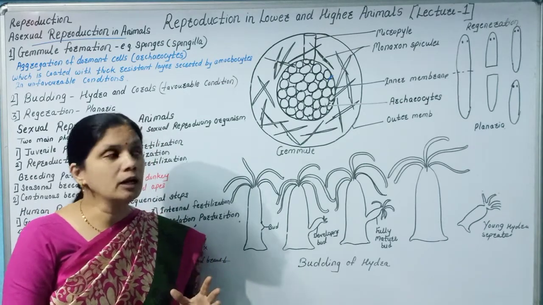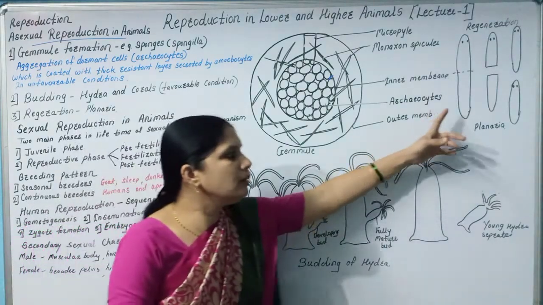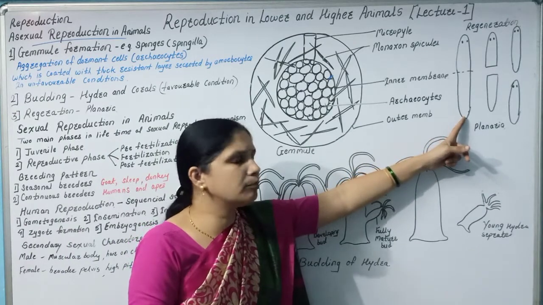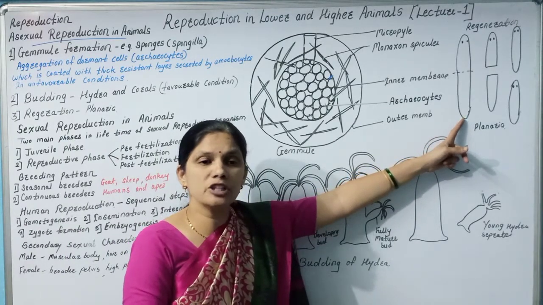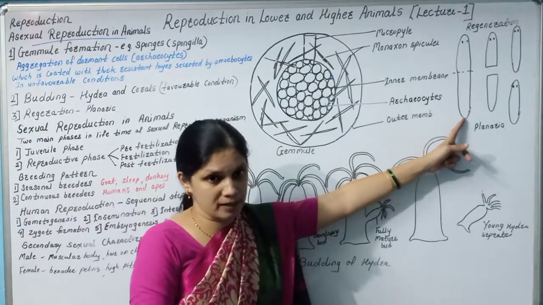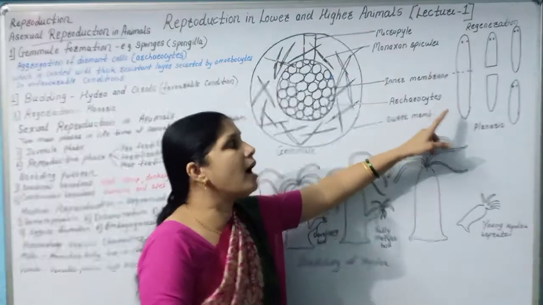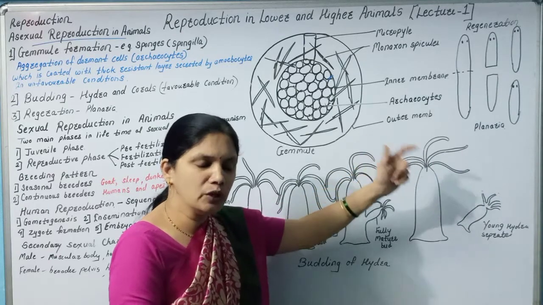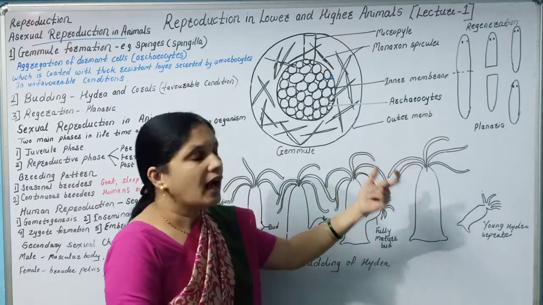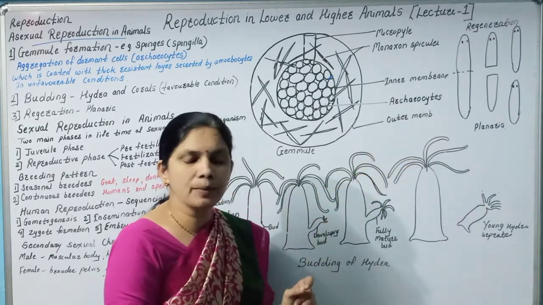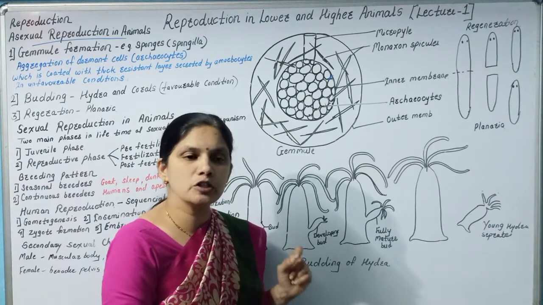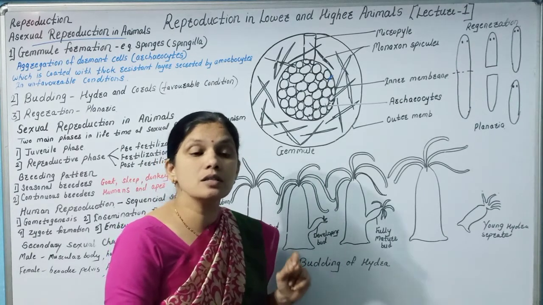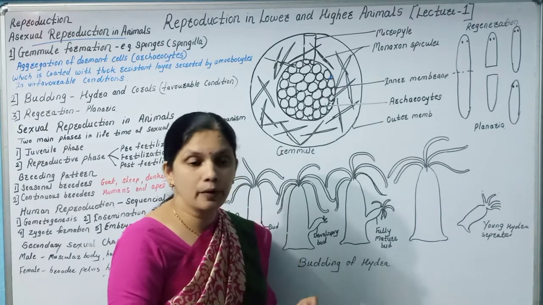But in lower animals, especially if you observed in the planaria मध्ये जर आपण बघितलं, this planaria which is having the high regeneration capacity, means any part of this animal which is broken or damaged, the new part is developed. And this regeneration capacity of the planaria is useful for the asexual method of reproduction.